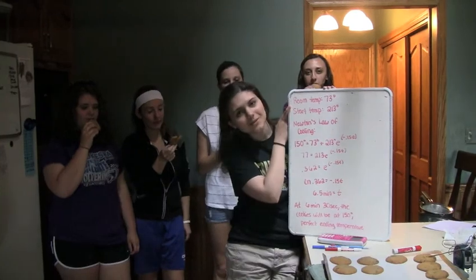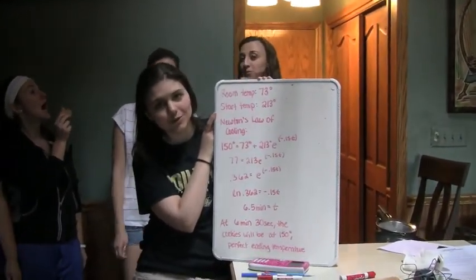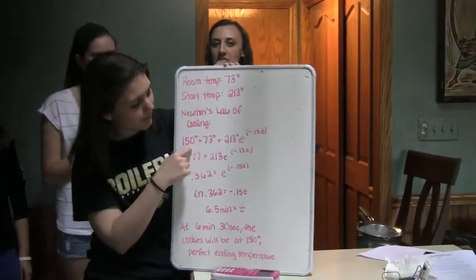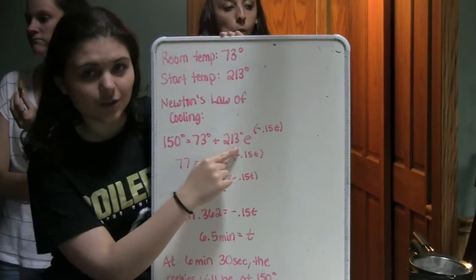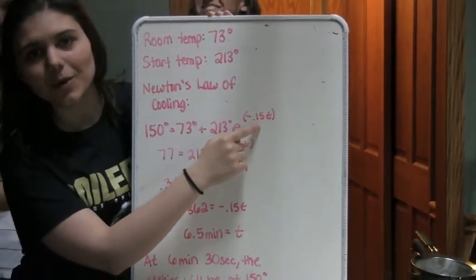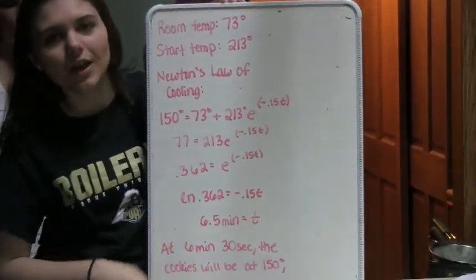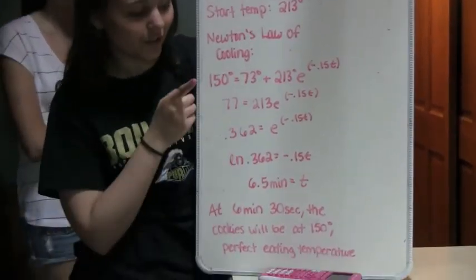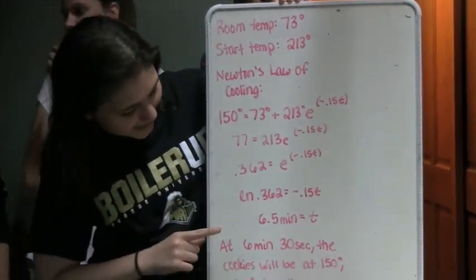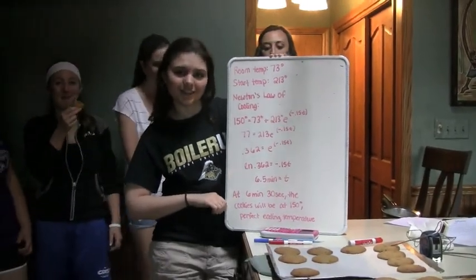So we start with room temperature at 73 degrees, and the starting temperature of the cookies when they first came out of the oven was 213 degrees. Then we used Newton's law of cooling and plugged in the numbers: 150 for the final temperature, 73 for room temperature, and e to the negative 0.15, which was Newton's constant in this case. We're solving for how much time it's going to take until the cookies reach 150 degrees, which we decided was perfect cookie eating time. So then we did all the math, and it turns out that in 6.5 minutes, the cookies are 150 degrees.